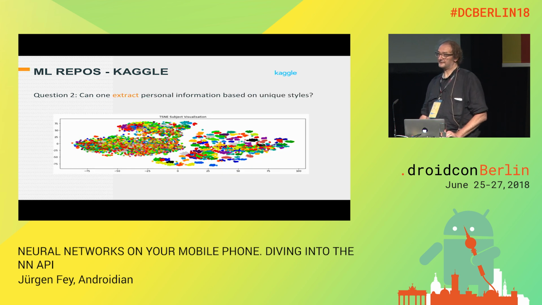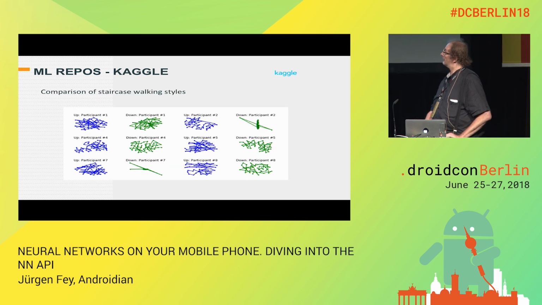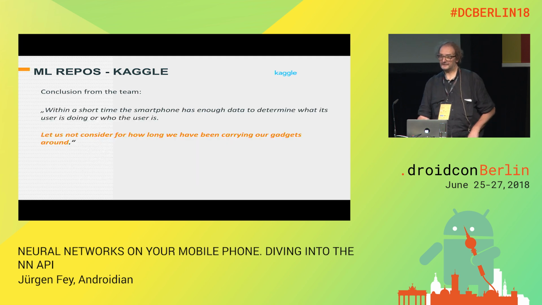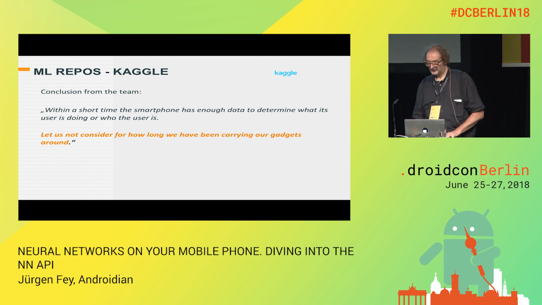Can the person be extracted by the behavior or the sensoric data? Answer is yes. It's getting worse. Can I predict a specific user based on the walking signals? Yes. Or walking styles using staircases. Can I gain some health data based on sensoric data? Not so sure, but maybe. But the team came to the conclusion that it's obviously possible to find out a specific person running or using the phone. So that's a kind of a privacy issue.